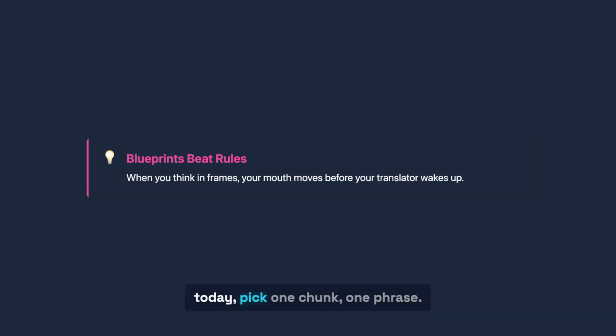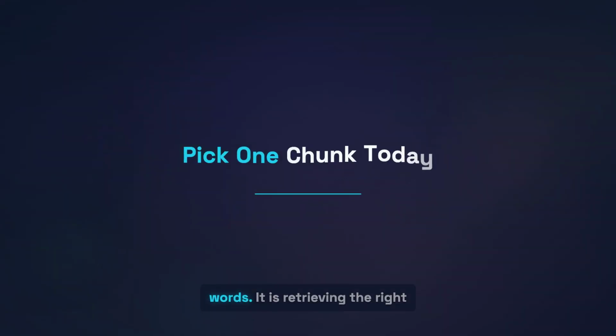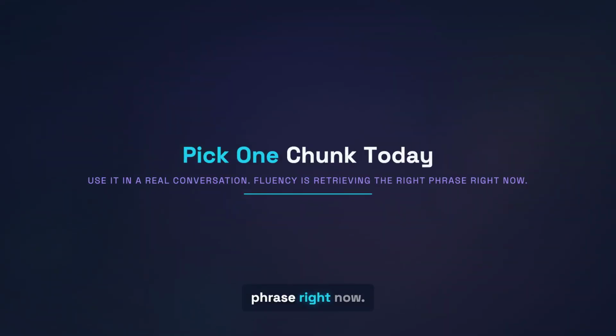So today, pick one chunk, one phrase, use it in a real conversation, because fluency is not knowing more words, it is retrieving the right phrase, right now.